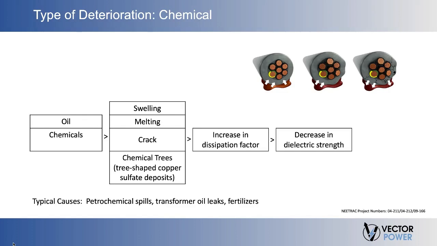Another form of deterioration might come through chemical attack. Oil and chemicals can cause swelling, melting, cracking, and can form chemical trees within the dielectric material. This will increase the dissipation factor and will decrease the overall dielectric strength of the material. Now again, causes might be due to petrochemical spills, transformer oil leaks, or fertilizers used in the agricultural area.